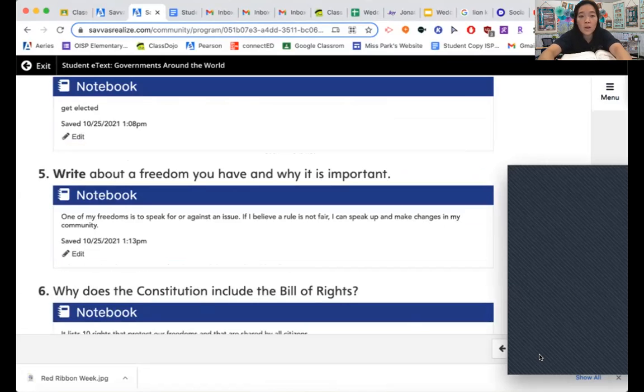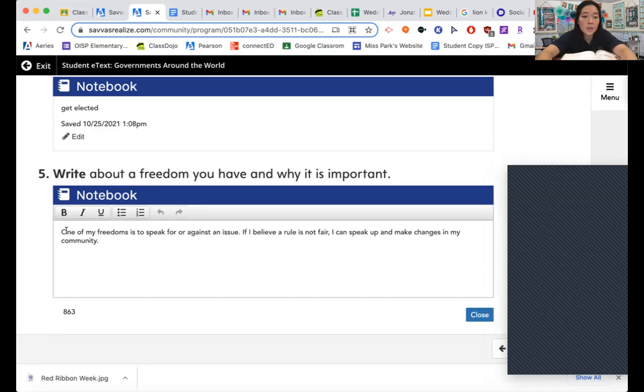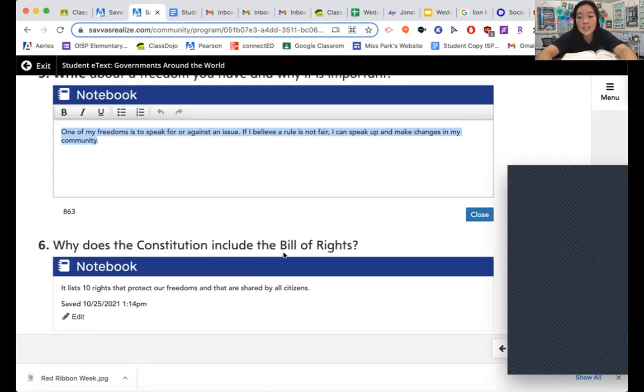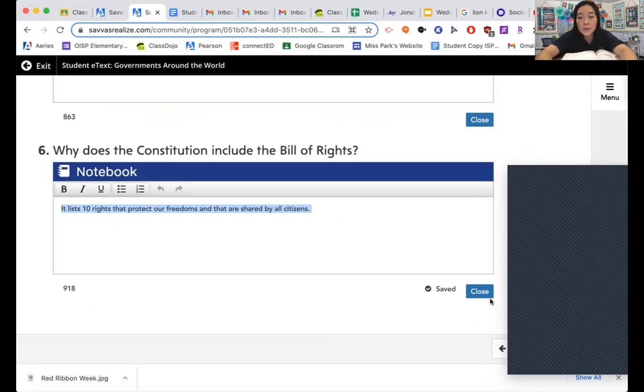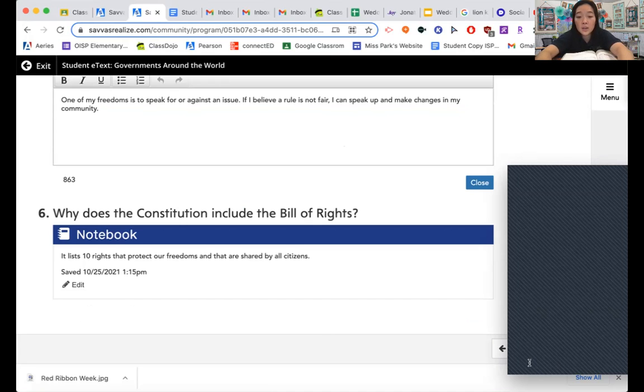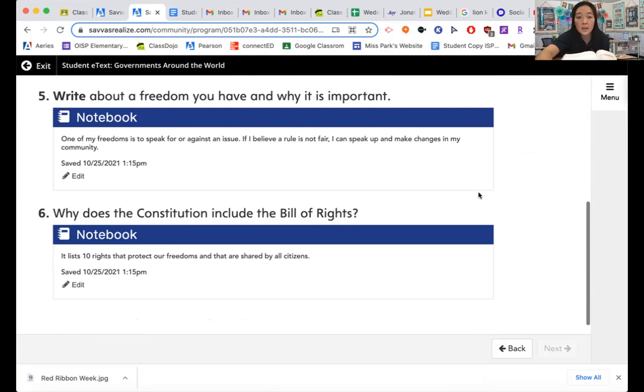So question 4 is get elected. 5 is, let me see if I can just copy paste it. One of my freedoms is to speak for or against an issue. If I believe a rule is not fair, I can speak up and make changes in my community. And then 6, it lists 10 rights that protect our freedoms and that are shared by all citizens. All right, so the answers to each of those are in the chat.